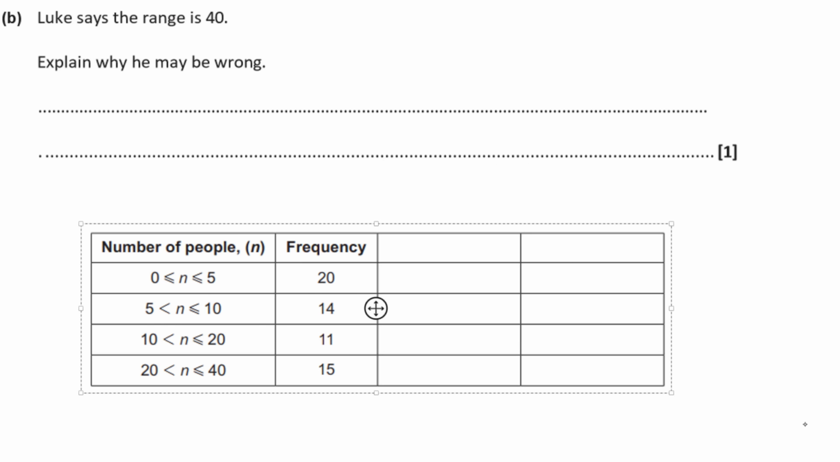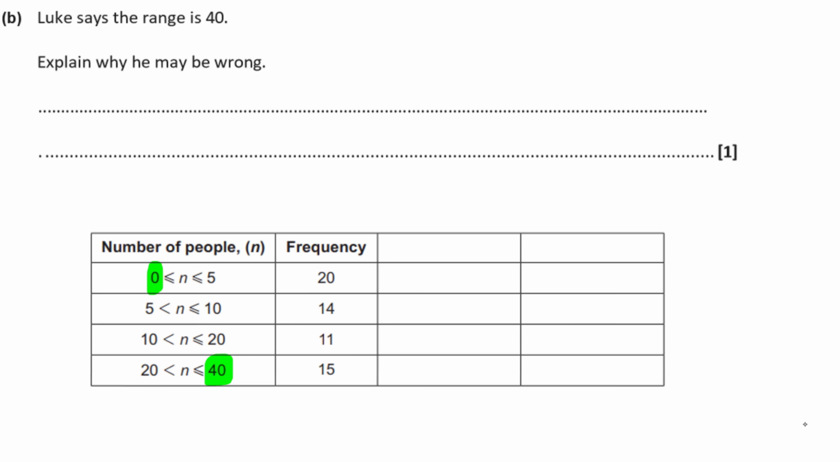Part B says, Luke says the range is 40. Explain why he may be wrong. Well, he's got 40 from the highest minus the lowest value there, isn't he? But he's made the assumption that there were 0 people who came on one day and 40 on another. Now, there could have been a minimum of 5, couldn't there? And they've all gone in the 0 to 5 category, because we don't know the actual numbers in those groups. We don't know for sure that there was a day where there were no people and a day that there were 40 people.